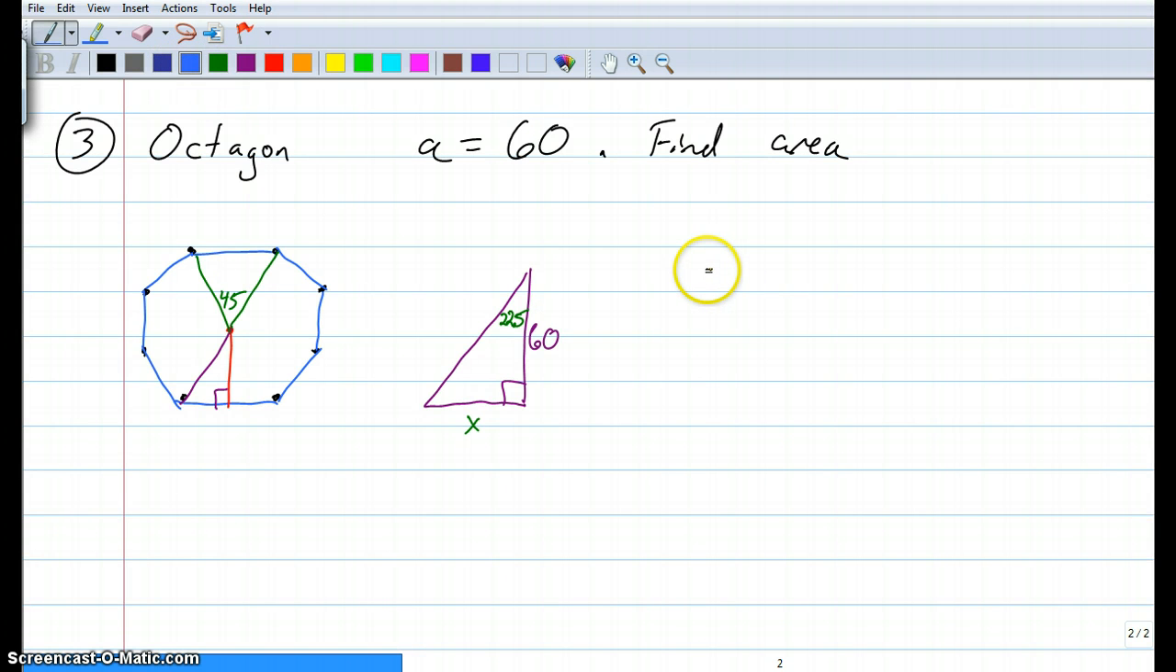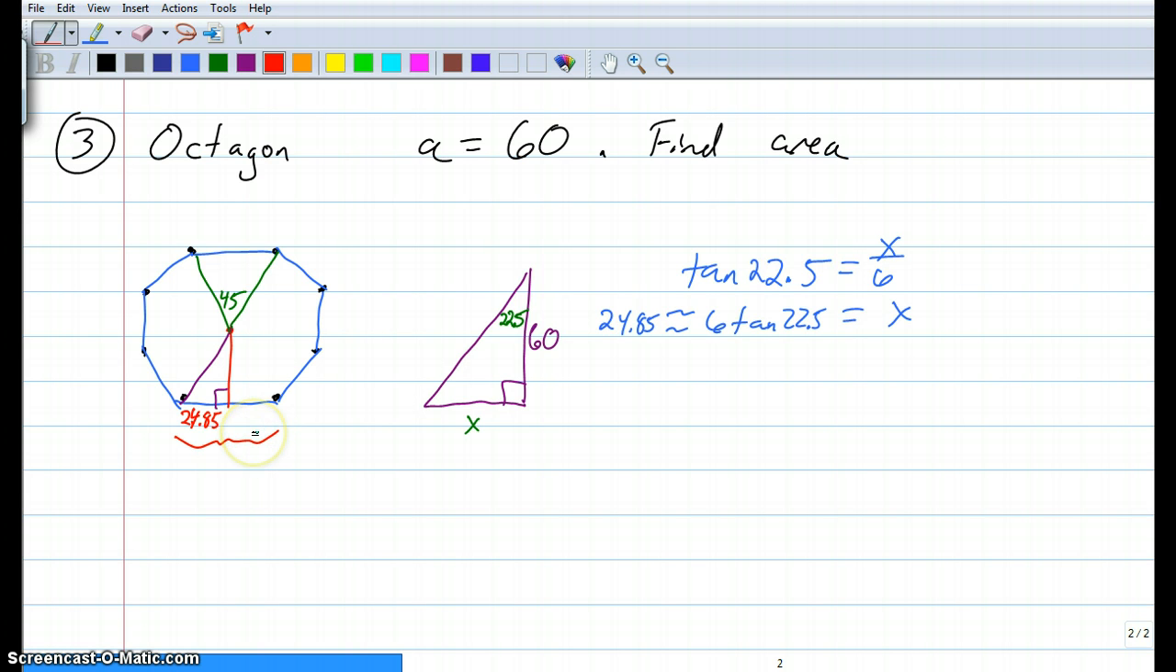All right, so hopefully y'all got 22.5. We're going to do another tangent here. So the tangent of 22.5 is x divided by 60. So x is 60 times the tangent of 22.5, which is approximately 24.85. So if the x is 24.85, this is 24.85, that means that the entire side would be twice that.